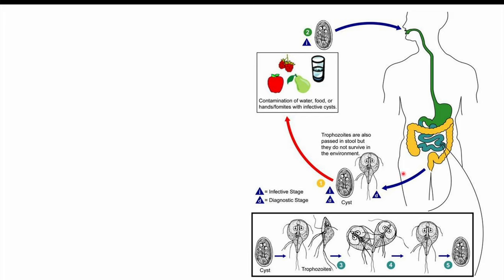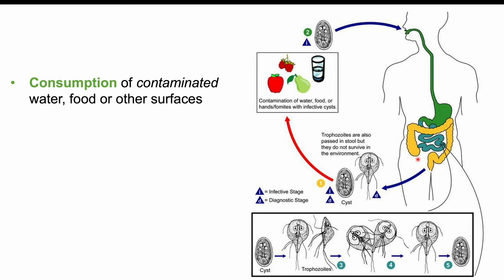But what these trophozoites can also do is that they can travel through the gastrointestinal tract, they can multiply, and then they can themselves become cysts, and then they can be released in the feces of the patient. So they can become cysts again, be released into the environment, and then lead to infection of other individuals. This is how we're going to have this infection continuing to occur. So again, it has to do with consumption of contaminated water, food, or other surfaces.